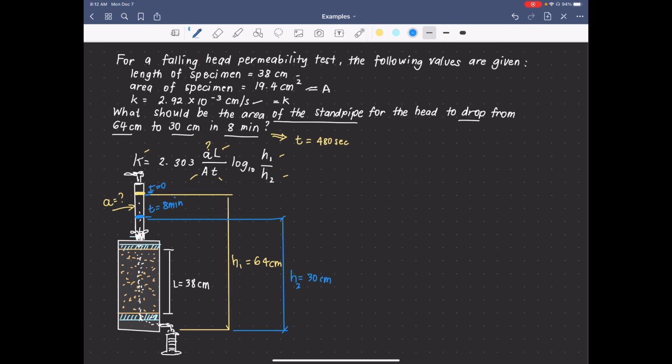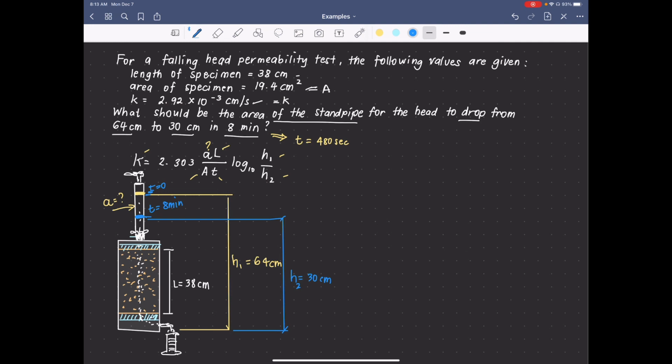We don't allow water to continuously flow. Once the standpipe is already settled, we stop the water flow and we allow water to go down from the standpipe. Okay, so from here, we can now solve for the area of the standpipe.